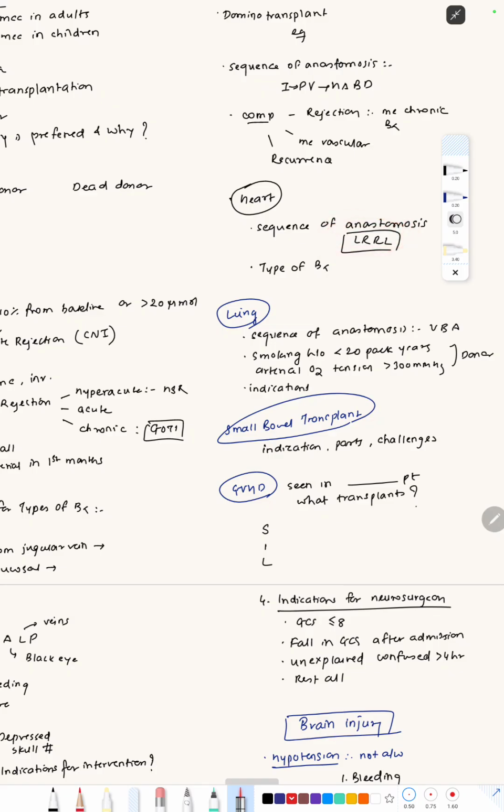Now the heart transplant, the sequence of anastomosis is again very important. It is given by this mnemonic LRRL, that is left atrium, right atrium. Then the R stands for the right side pulmonary artery, and the left side, that is aorta. Then the type of biopsy that is done is the subendocardial biopsy from the jugular vein.